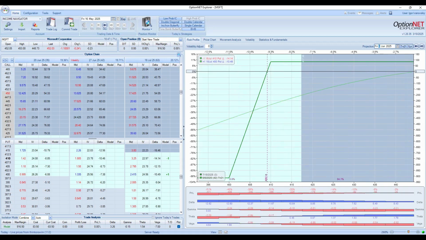Because right now, this $85 credit only reduces your cost base by 85 cents, right? So 410 minus 85 cents. But maybe if you sold this 400 put on a pullback for like $5, now you have a total credit of $5.85. Now your 410 is naked. You're willing to buy the stock at 410 anyways. But now your downside break even, or your cost basis for the stock, is not 410 minus 85, it's 410 minus 585.